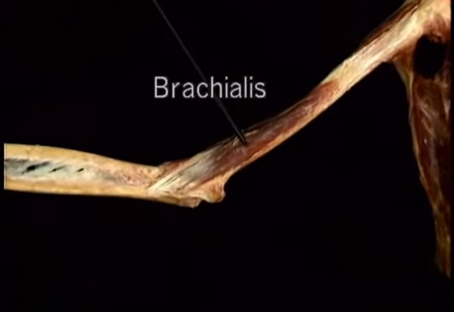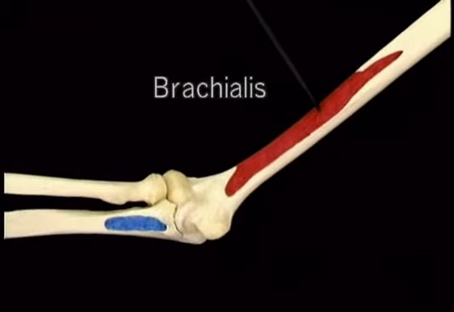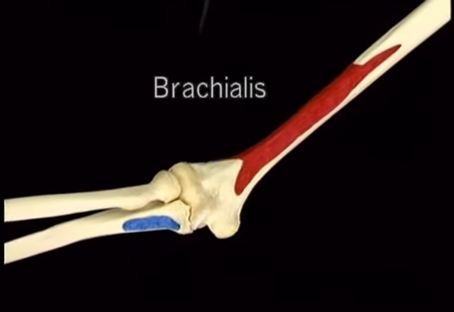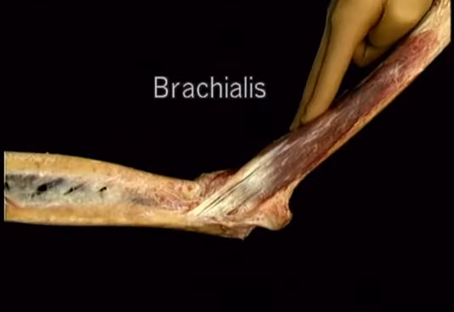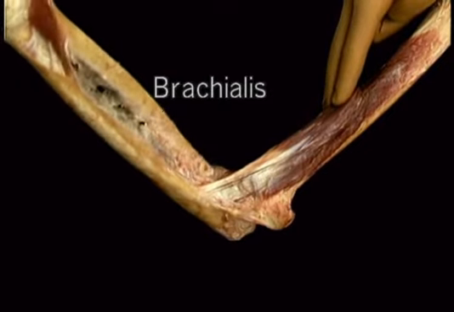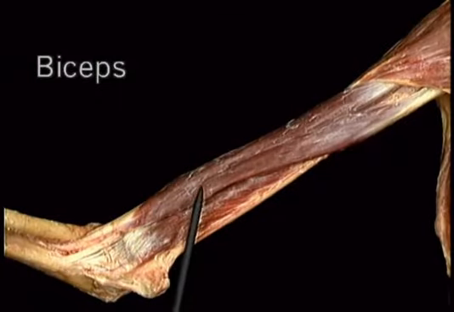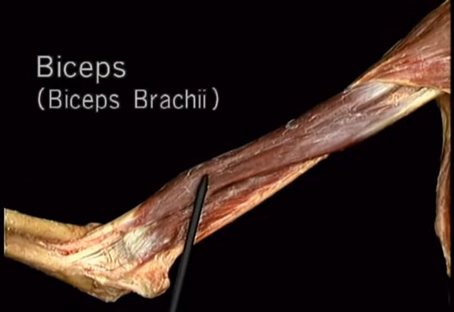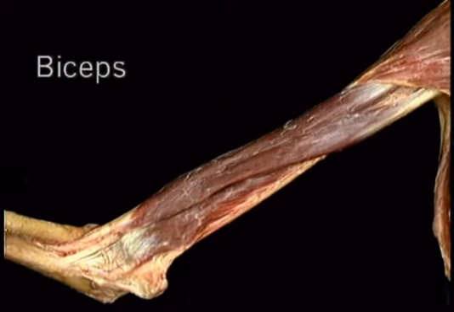The three flexors are brachialis, biceps, and brachioradialis. Here's the brachialis muscle. It arises from this broad area on the anterior humerus. It's inserted here on the ulnar tuberosity. The action of brachialis is to flex the elbow, which it does equally well whether the forearm is pronated or supinated. The biceps muscle, its full name is biceps brachii, lies in front of the brachialis.